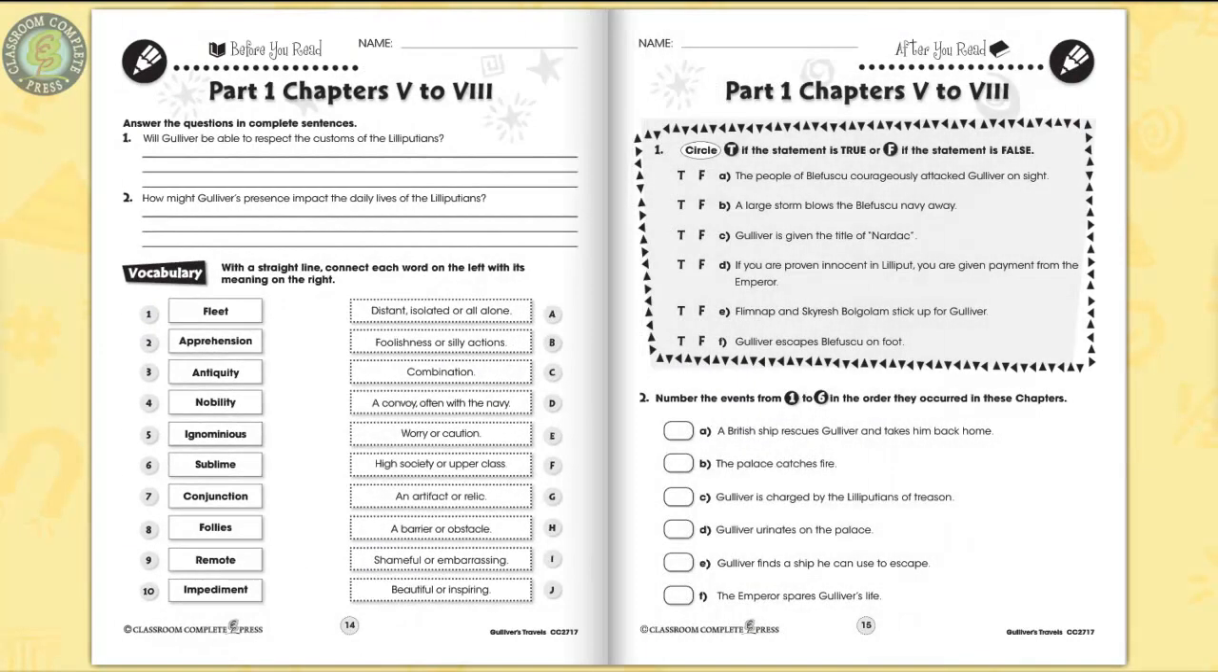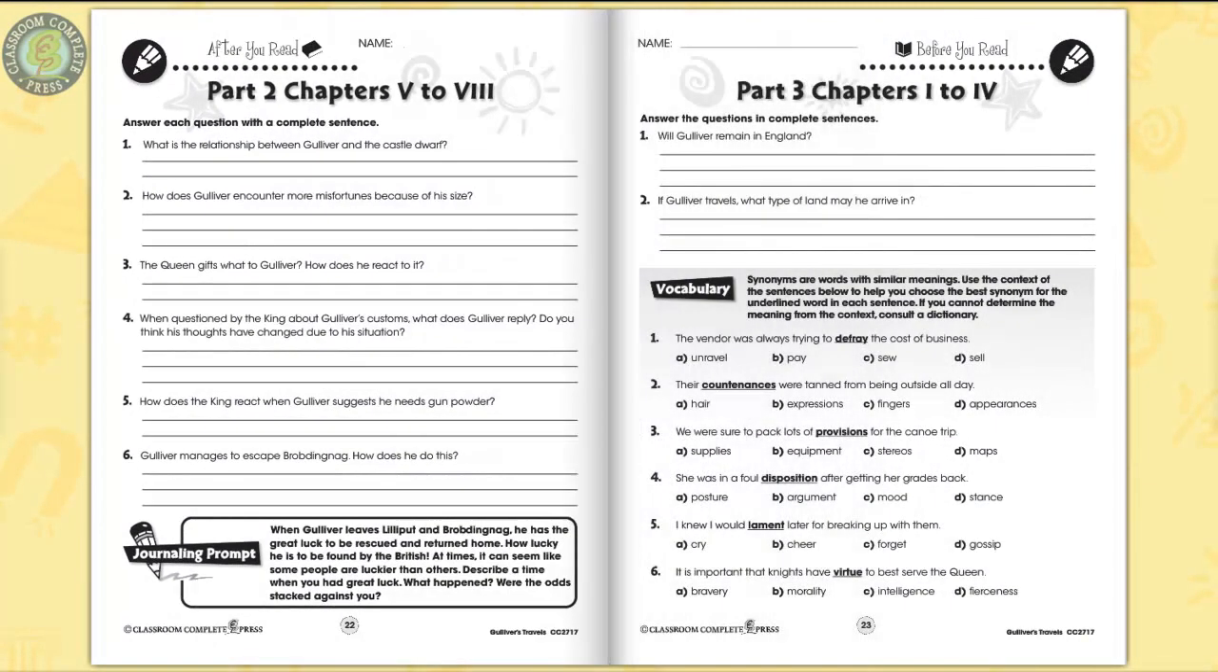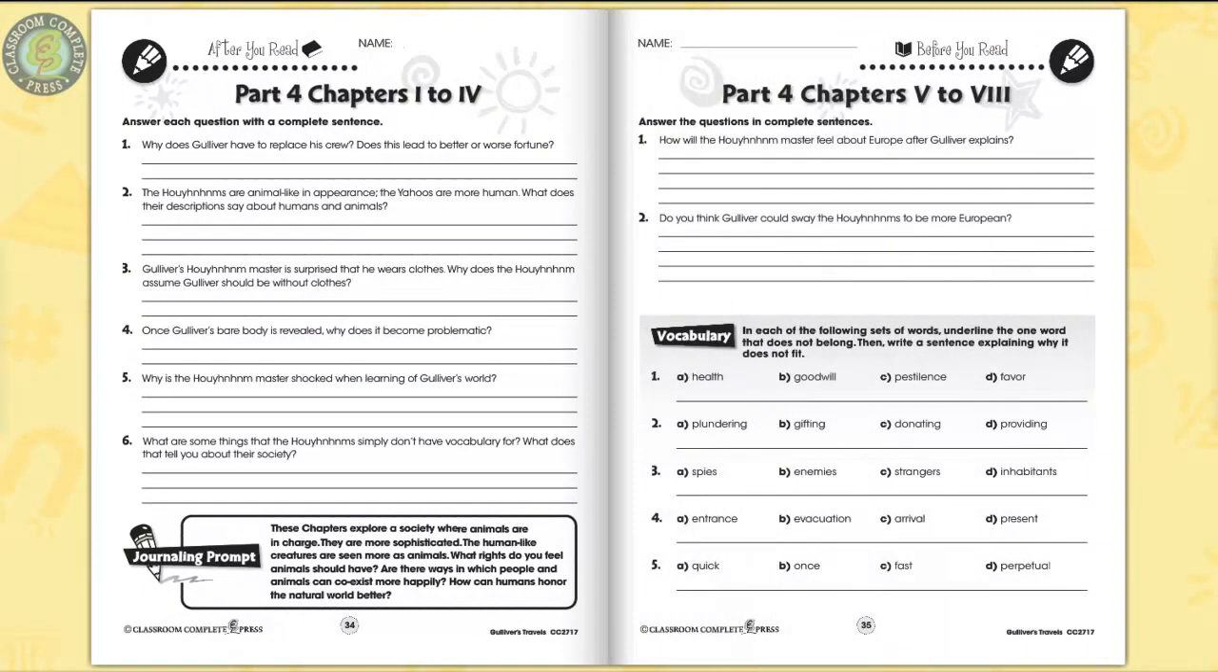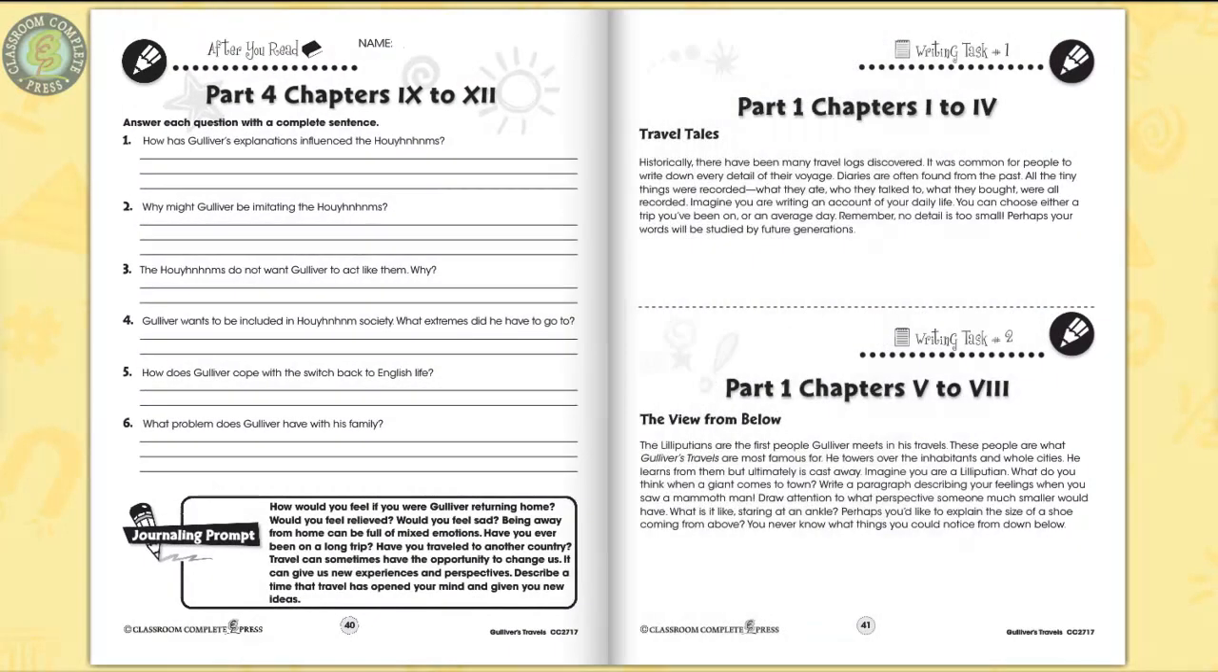Put events in the order as they happen when Gulliver stays with the Lilliputians. Compare the land of giants with your own neighborhood. Predict what Gulliver's next land will be like. Determine what the animal-like creatures find shocking about Gulliver's world. 6 additional writing tasks follow.